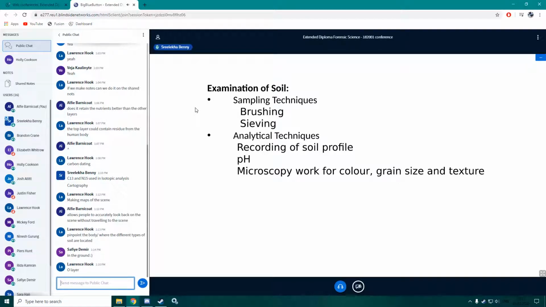These are the sampling, and then the analytical techniques can be, chromatography is the main one. Then you can record the pH, the color, and also we talked about the grain size. That is also important, and the texture. And one of the other important things is the laboratory technique. Which instruments do you use to analyze the soil?